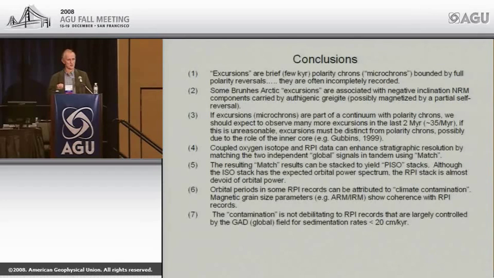2 sigma error on the stack was quite small, even lumping everything together.